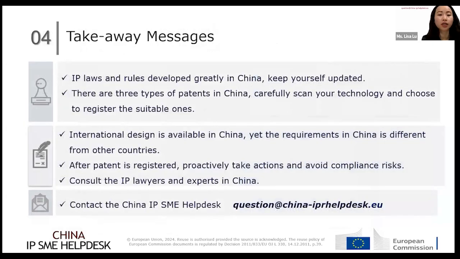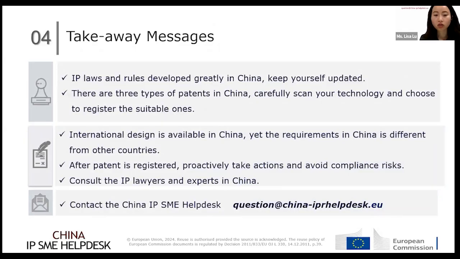Lastly, some takeaway messages. First, IP laws and rules are developing greatly in China. Keep yourself updated. There are 3 types of patents in China. Carefully scan your technology and invention, and choose to register the suitable ones. International design is available in China, yet the requirements in China are different from other countries. So make sure you are aware of that, and talk with a patent attorney when you decide to extend your international design to China.